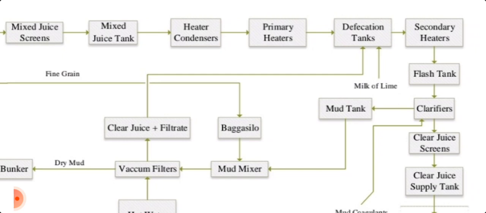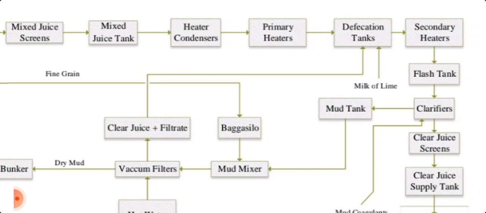Then juice from the defecation tank goes to a secondary heater, where it will be heated. We can heat it up to 105 degrees centigrade. It depends on the capacity of the sugar mill how large a heater is used. The heater may be 350 square meters, maybe 400 square meters, that is the heating surface area, maybe 500 square meters, maybe 600 square meters. From the secondary heater, juice will go to the flash tank.